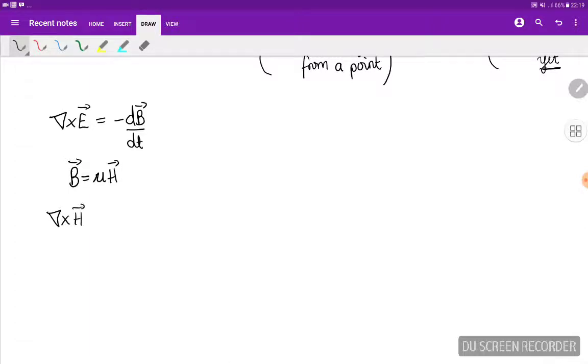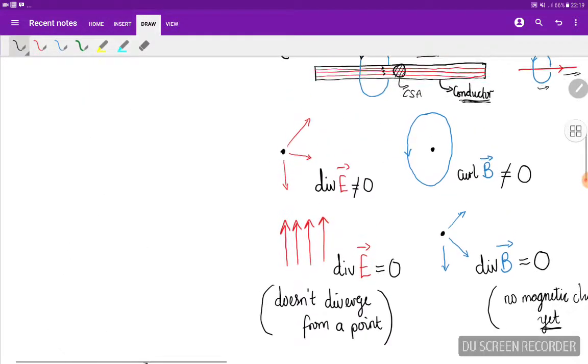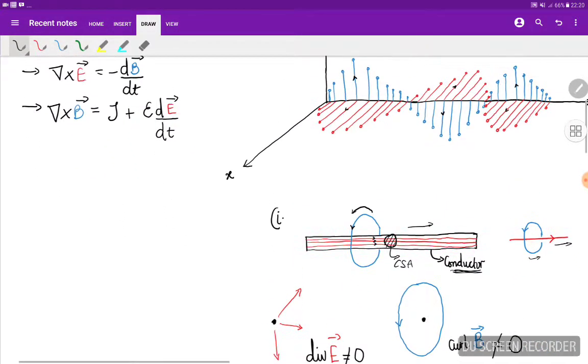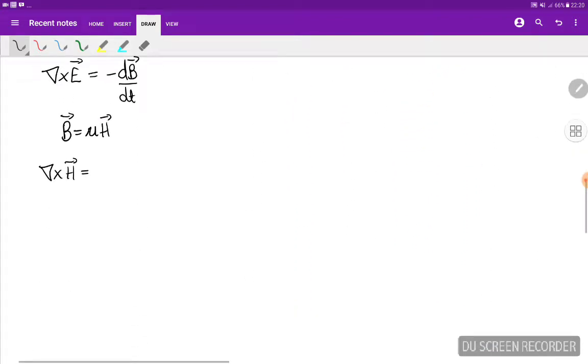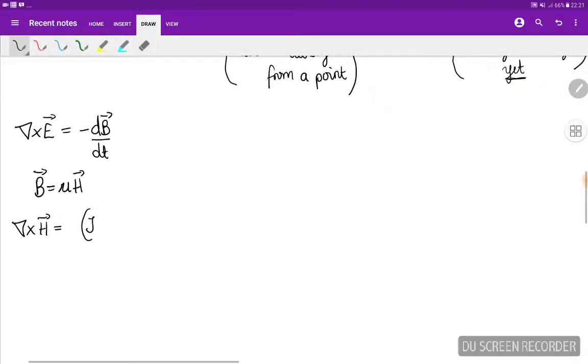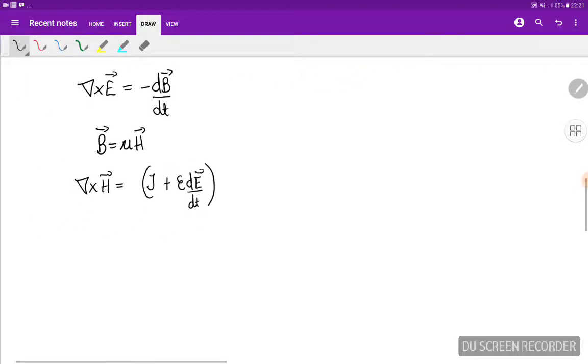So that means I can say that curl H is equal to J plus epsilon dE/dt. Alright, so this is your last Maxwell equation.